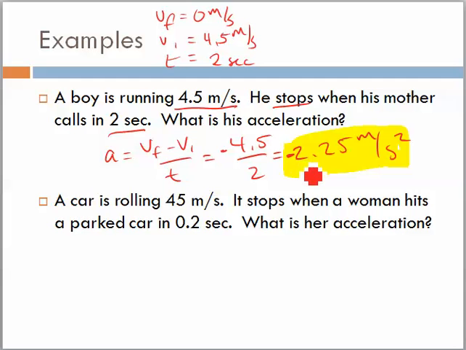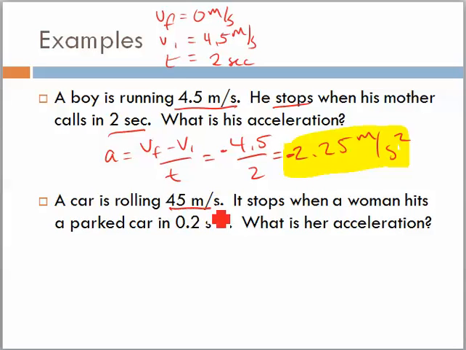Now, this negative is simply there to tell us his direction, meaning the acceleration was in the opposite direction he was heading. If you have a negative acceleration, it means you're slowing down, so it means his speed is decreasing. Let's go on to the next one.